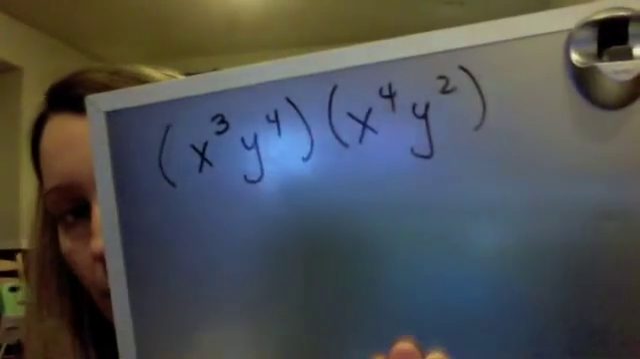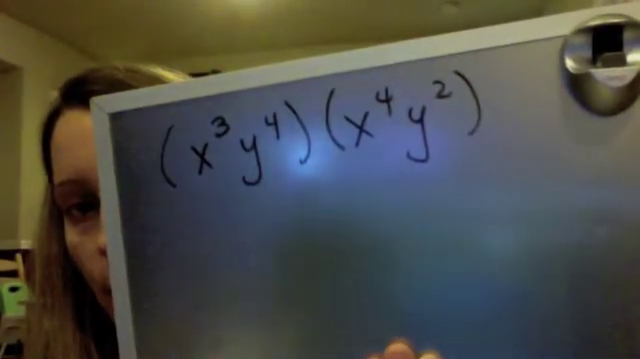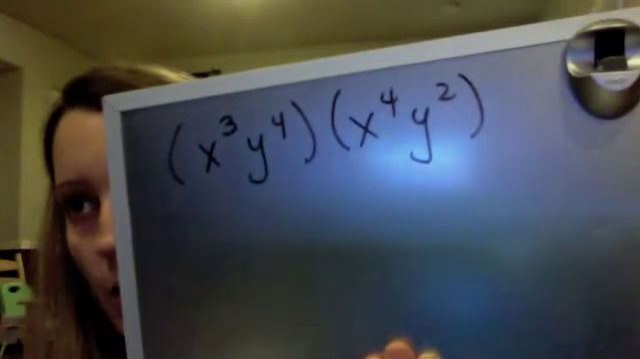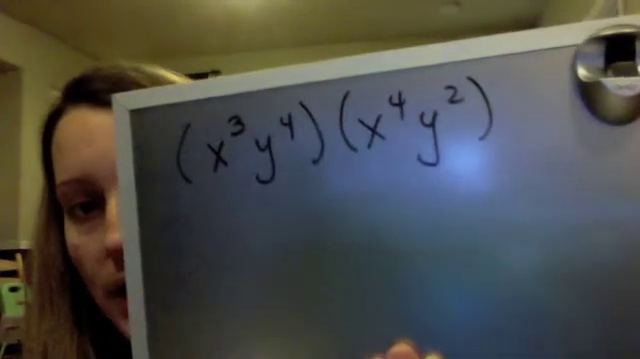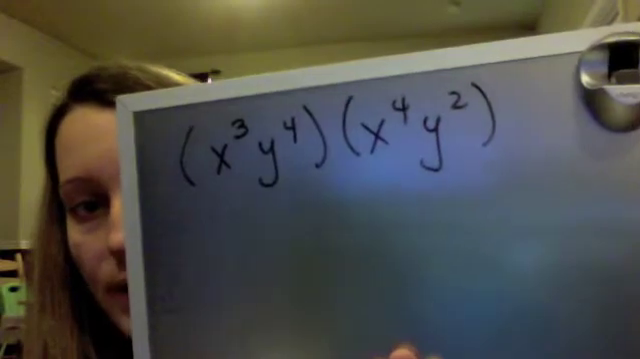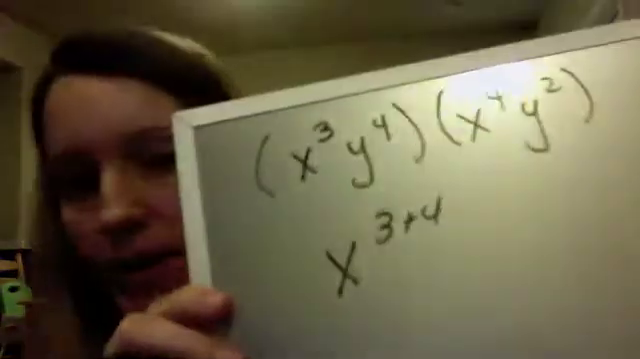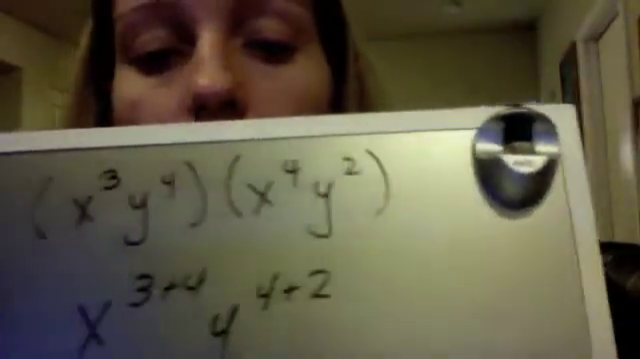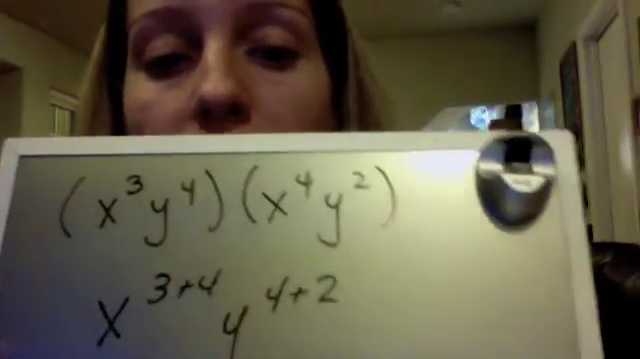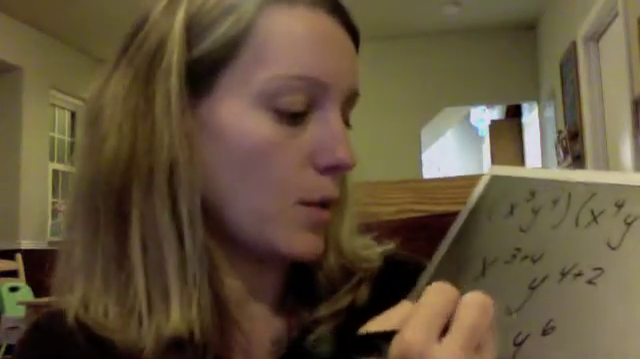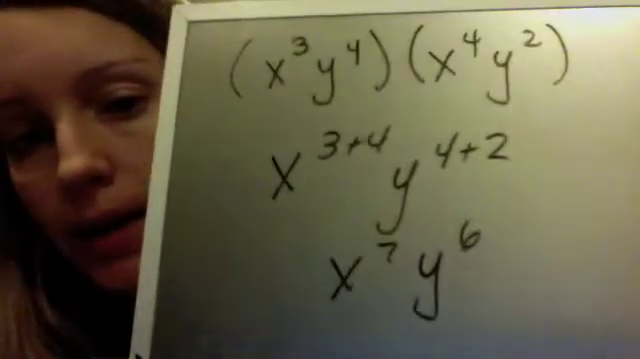Okay, so x to the 3rd, y to the 4th, times x to the 4th, y squared. The coefficients on these are 1, so I don't have to worry about that. So I'm going to combine the x's separate from the y's. So I have 3 x's and 4 x's. So I have x to the 3 plus 4. It gives me the x's. And then with the y's, I have y to the 4 plus 2. So you want to look at those that have the same base. I have 4 y's, I have 2 y's, I have a total of 6 y's, and I don't want to forget about my 7 x's. And that's my answer.